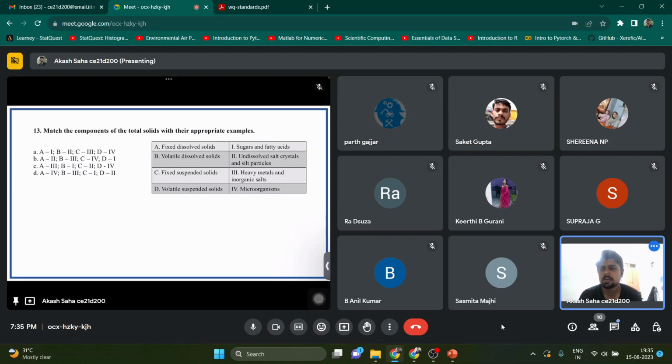It's a match the following type. So we have to match column 1 with column 2 related to the total solids. We have discussed various types of solids, so there are some examples in column 2. You have to just match them. D. Okay, this is saying it as D. Anyone else with any other answer? We'll check one by one.